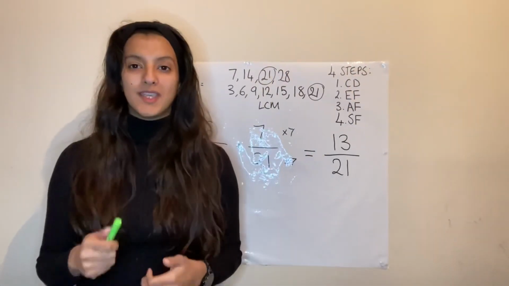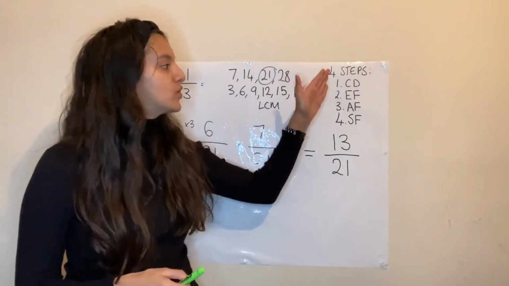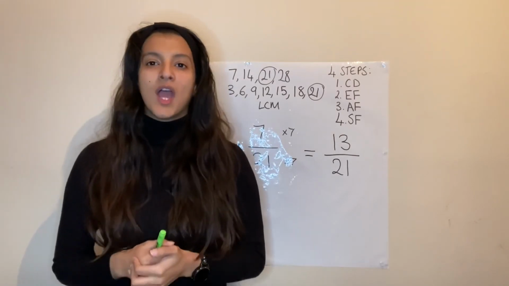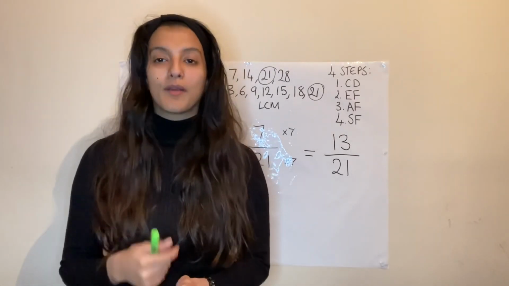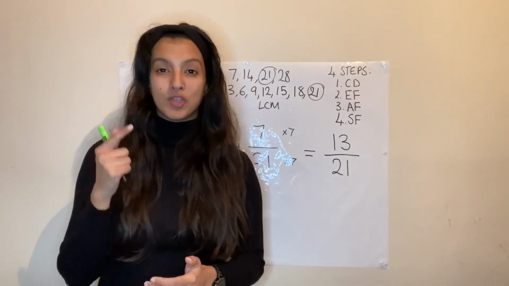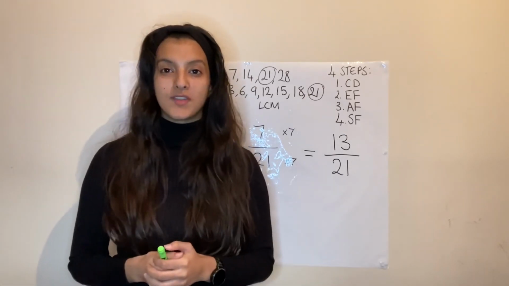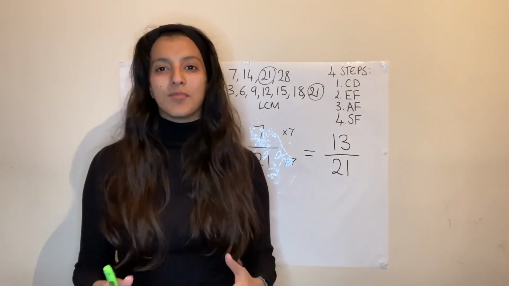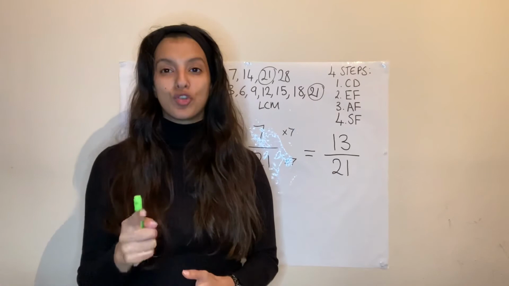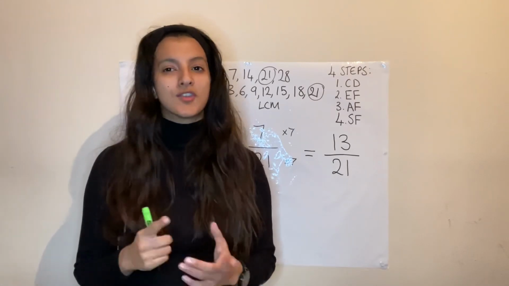My top teacher tip is to follow these 4 steps in order to find out how to add fractions that have a different denominator. Step number 1, find the common denominator. Step number 2, find your equivalent fractions. Step number 3, add your fractions together. And step number 4, simplify your fractions. I will soon post a video on simplifying fractions so you know how to do that too.